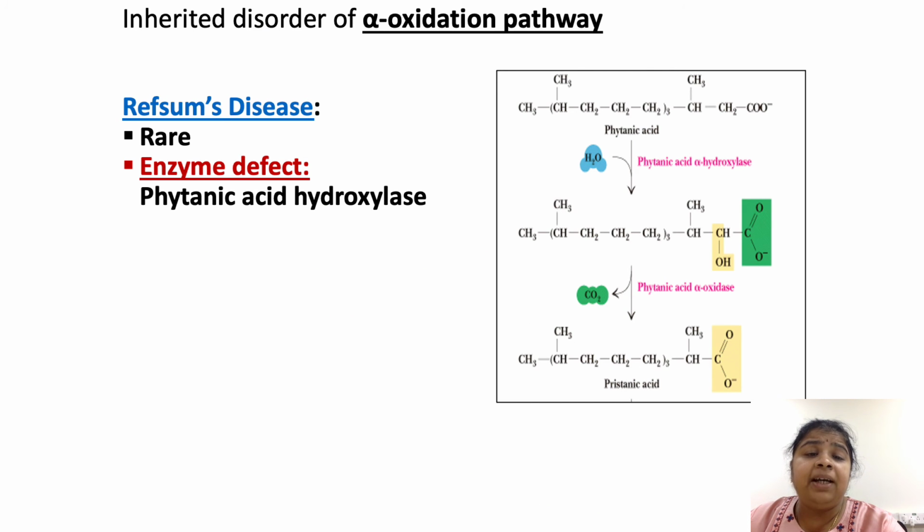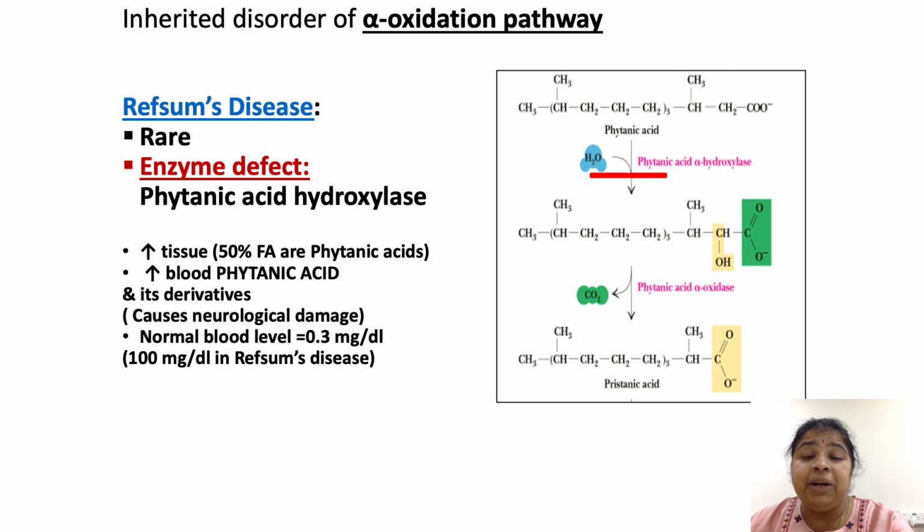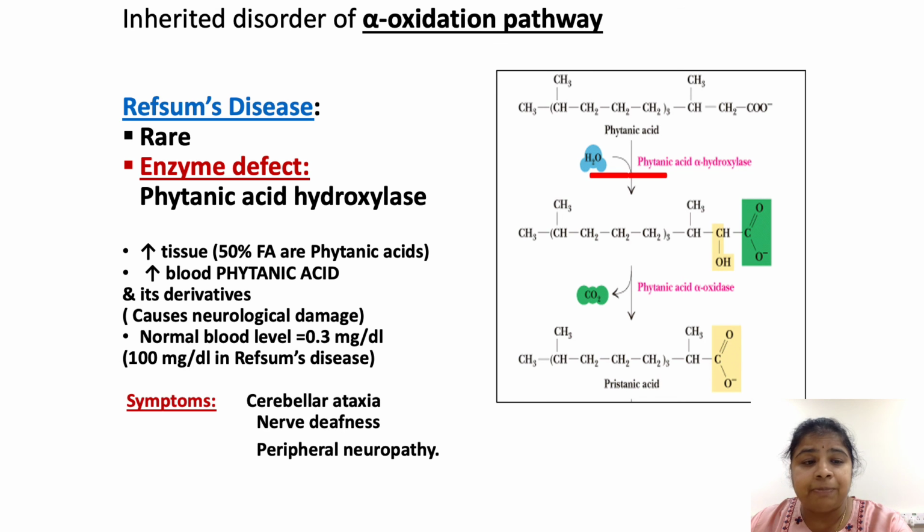So there can be a defect in alpha hydroxylase, phytanic acid alpha hydroxylase. This will lead to Refsum's disease. So here there will be accumulation of phytanic acid in the brain, leads to neurological damage.